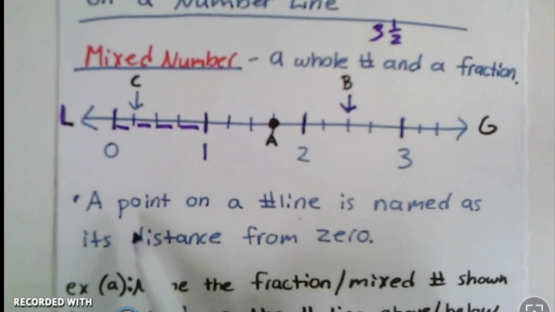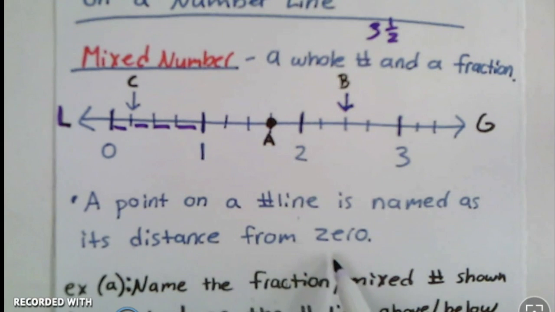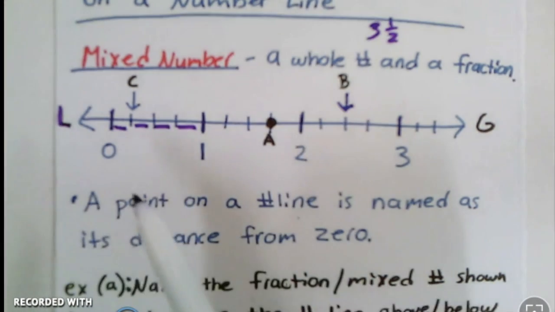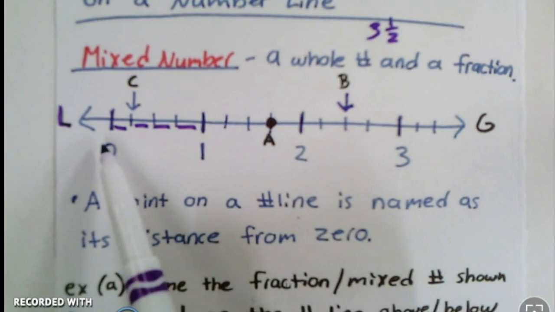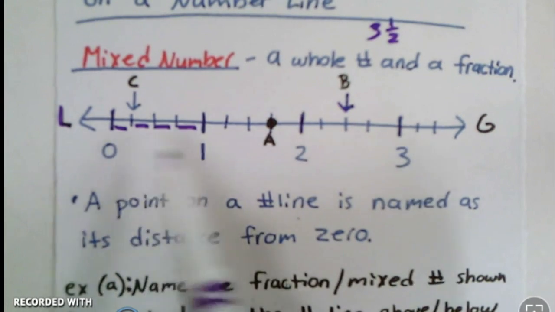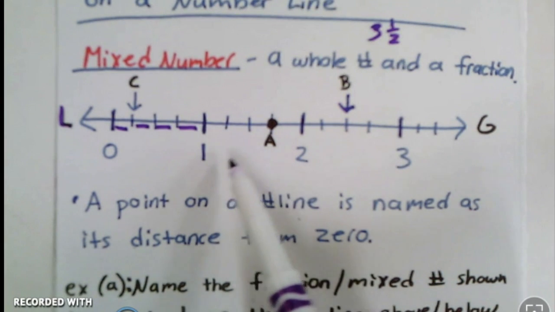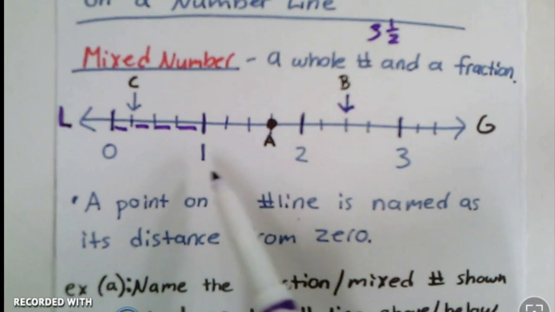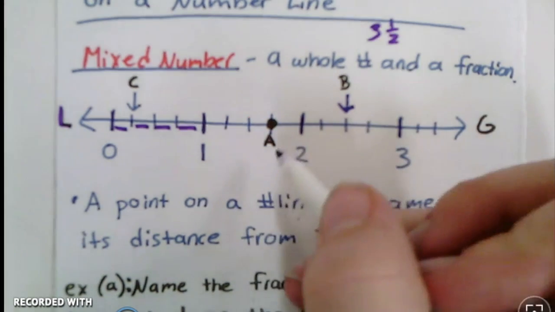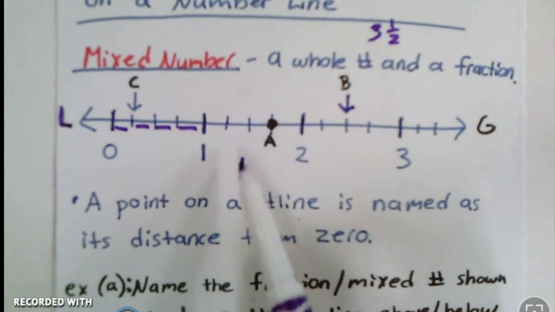So a point on a number line is named as its distance from 0. That's our goal, to figure out how far away the point is from 0. So let's start with point A. Okay, so this is where we're trying to get to, and we're always coming from 0. So I'm going to look for the whole numbers first. What whole number is right before A? Good, 1. So that means that this whole number is going to be 1 and then some fraction.